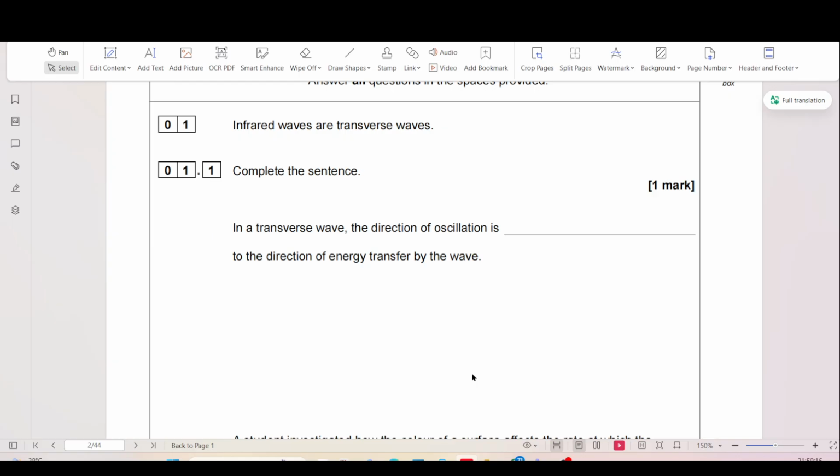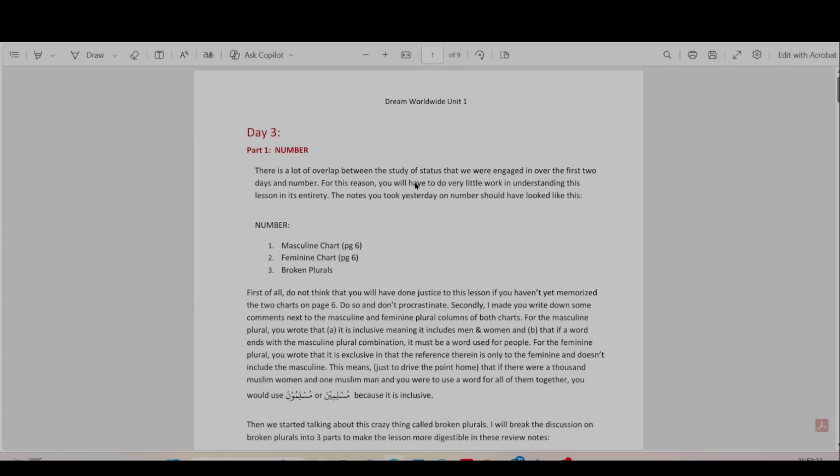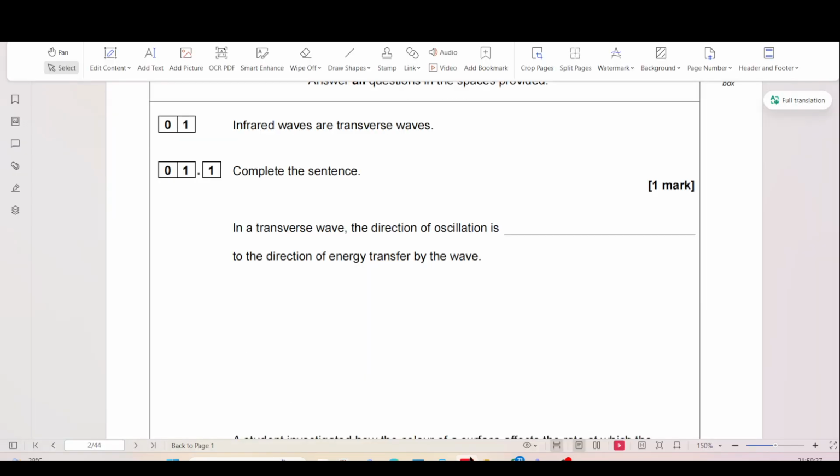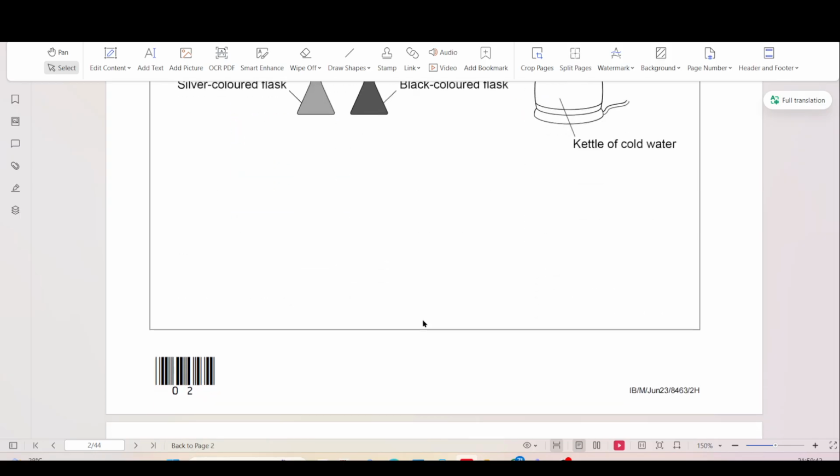Okay, transverse waves, their oscillation moves 90 degrees to their energy wave, and the other type of waves are called longitudinal. They move parallel. Oscillation and energy path are parallel. So in transverse it is perpendicular. So you have to put perpendicular here. Longitudinal is parallel, remember.